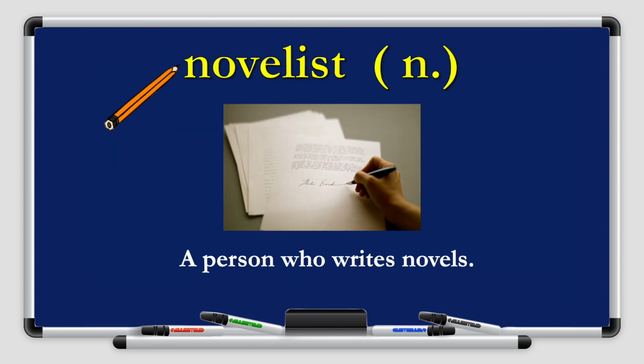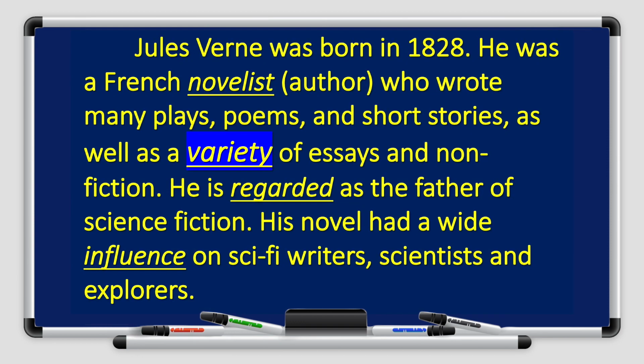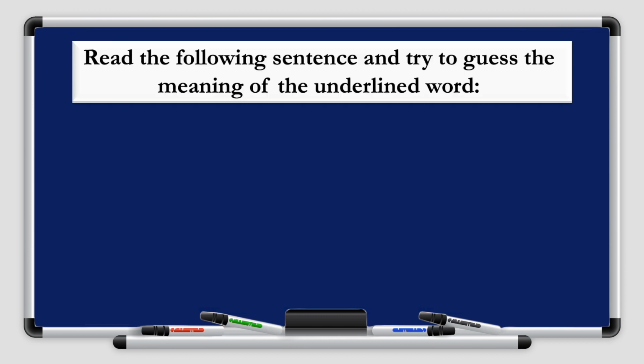A novelist is a noun. He is obviously a person who writes novels, stories, as mentioned in the previous sentence, as well as a variety of essays and non-fiction. The second word for today is the word variety. What is meant by the word variety? Now we must read the following sentence and try to guess the meaning of the word.